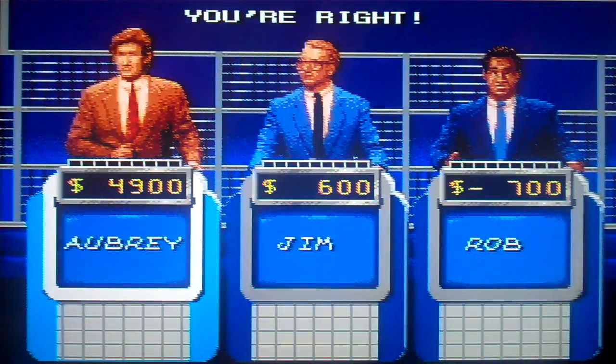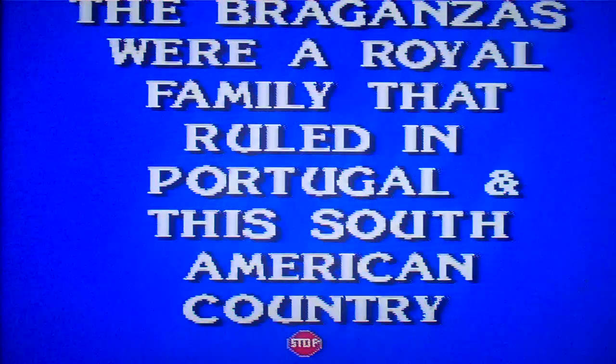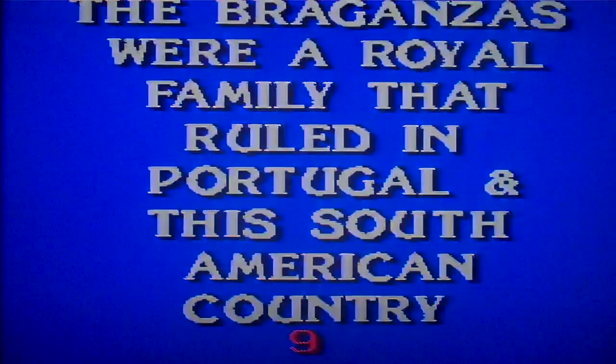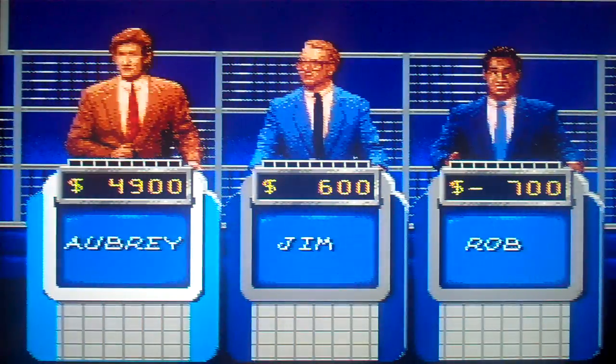South America for 500. The answer is: The Braganzas were a royal family that ruled in Portugal in this South American country. What is Brazil?